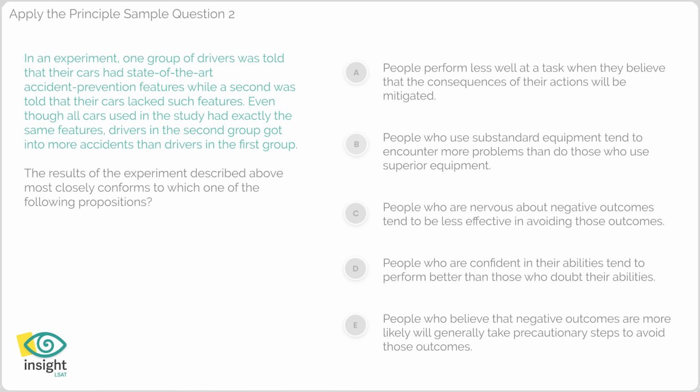Anyway, what's going on here? We get a description of an experiment. One group is told that their cars have state-of-the-art accident prevention features. Okay, and the other is told that their cars don't have that. Okay, it's not that they aren't told anything, be careful. They're actually told that their cars lack accident prevention features. And then what? All the cars actually have the same features. Yet the drivers who were told that theirs didn't have them got into more accidents.